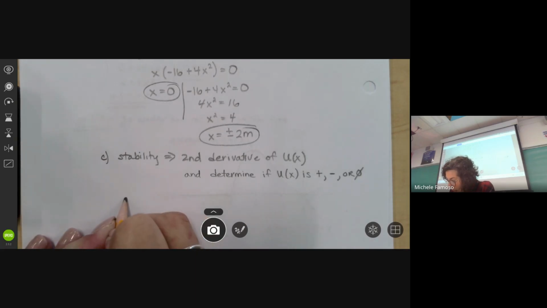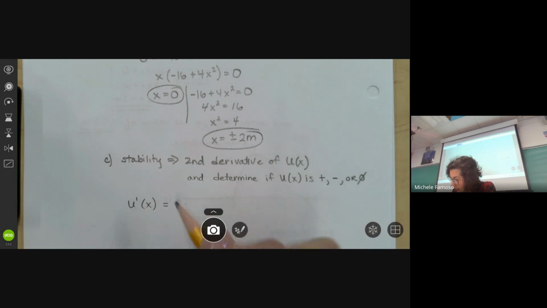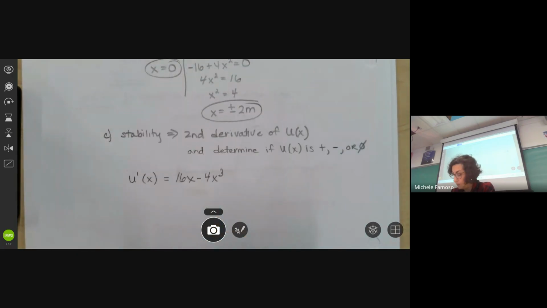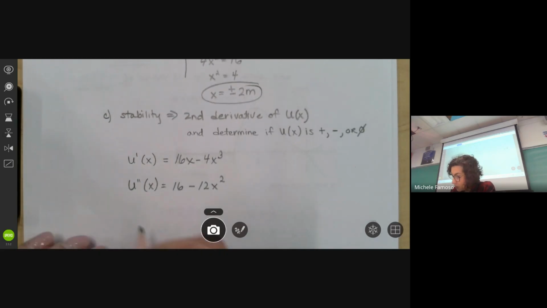So I know that the first derivative of the potential energy is 16x minus 4x cubed. That's my first derivative. Now get your second derivative. So that would be 16 minus 12x squared. So now we're going to evaluate that at all 3 equilibrium positions.